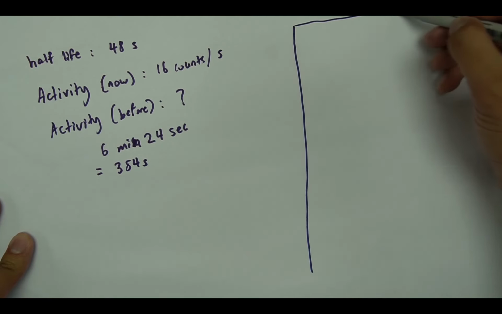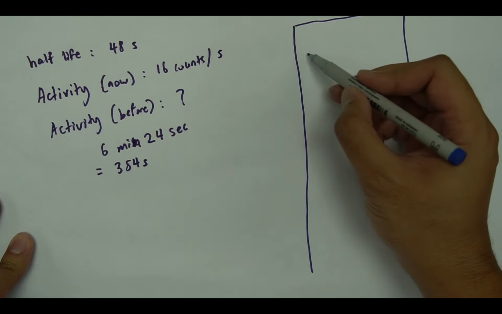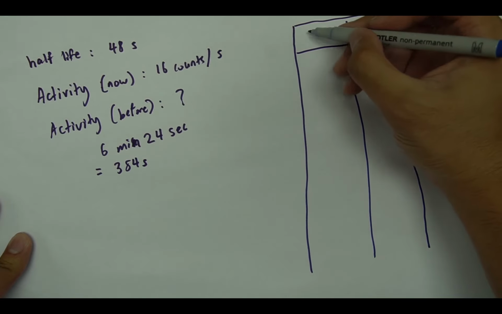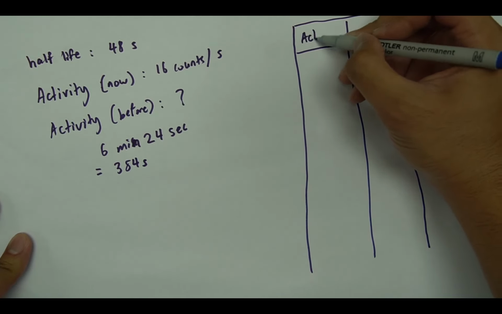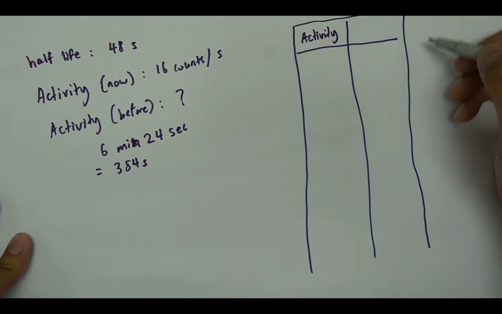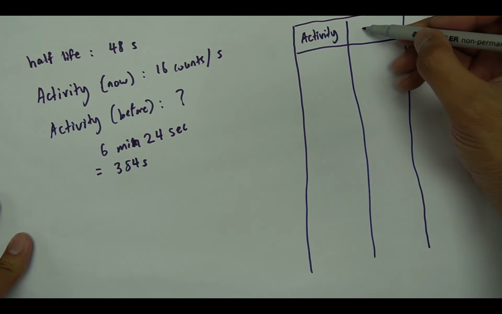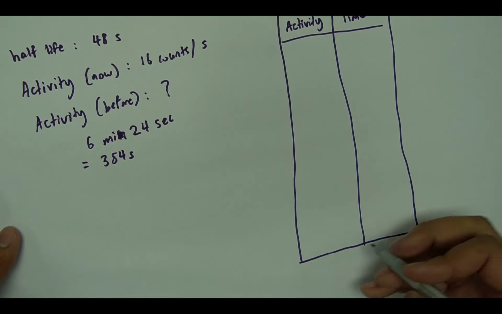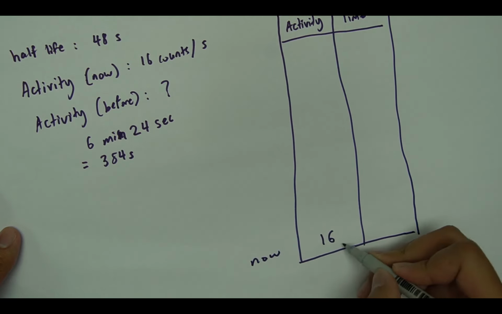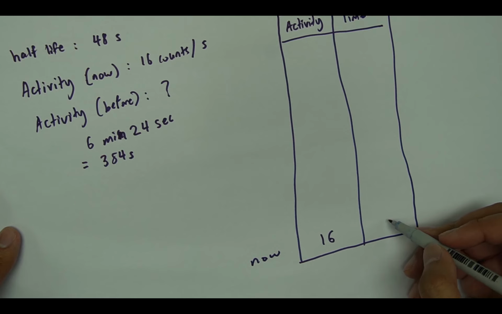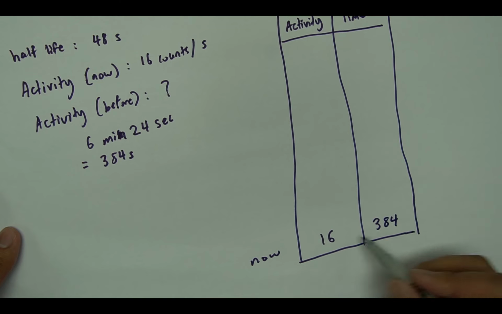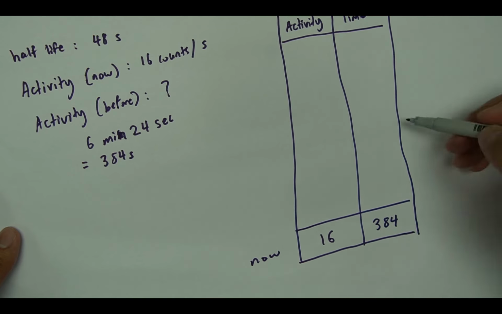Okay, just like before, you need to draw some sort of table here. So let me just draw this table. Hopefully it won't be an ugly table this time. Okay, it's still an ugly table. So on the left side, let's write down the activity, and on the right side, the time. The time is in seconds. So we have the activity now, 16, which is at time 384 seconds after.